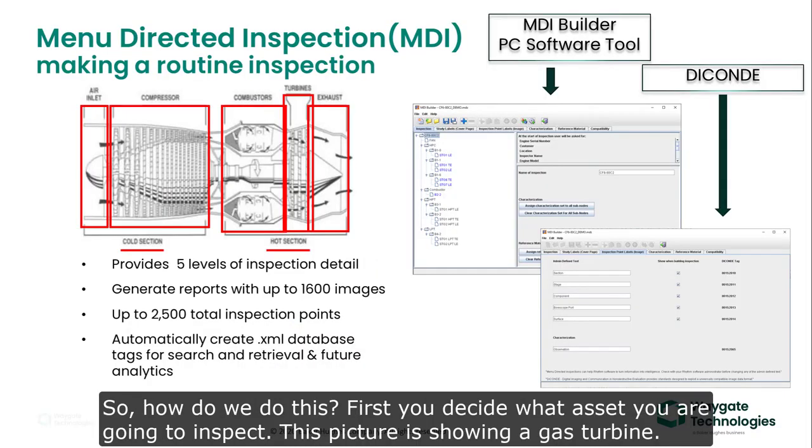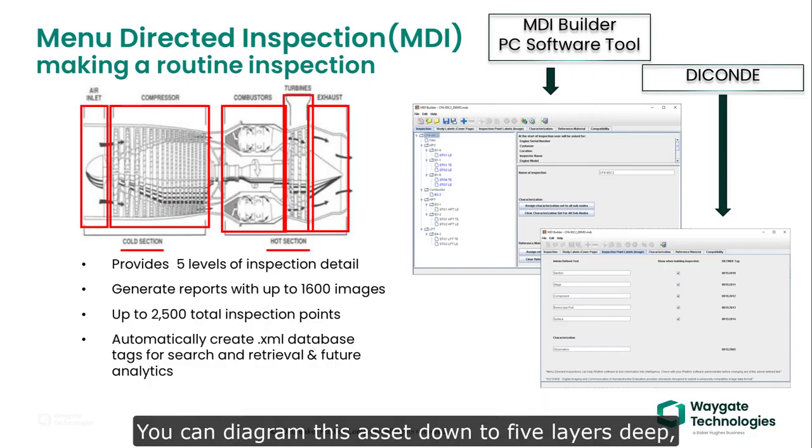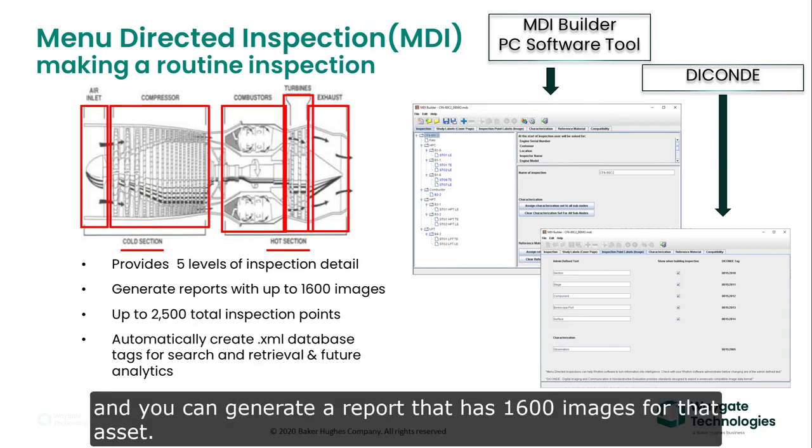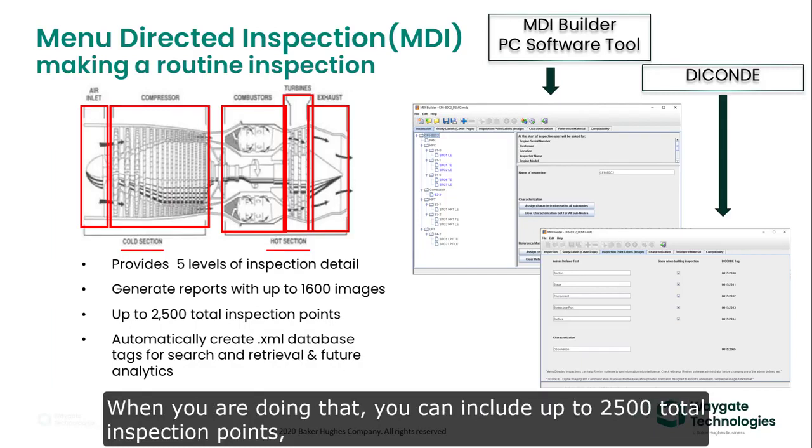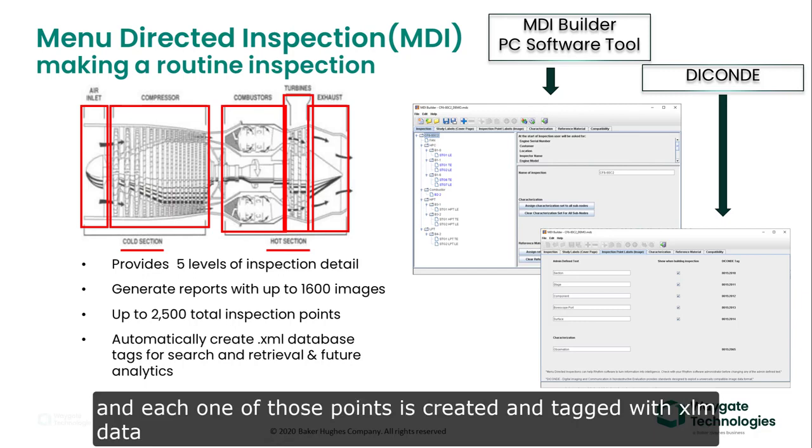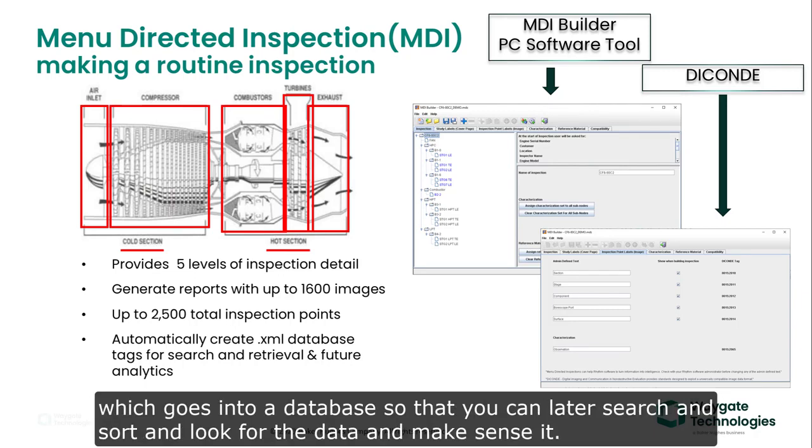First, you decide what asset you're going to inspect. This picture is showing a gas turbine. You can diagram this asset down to 5 layers deep, and you can generate a report that has 1,600 images for that asset. When you're doing that, you can include up to 2,500 total inspection points, and each one of those points is created and tagged with XML data, which goes into a database so that you can later search and sort and look for the data and make sense of it.